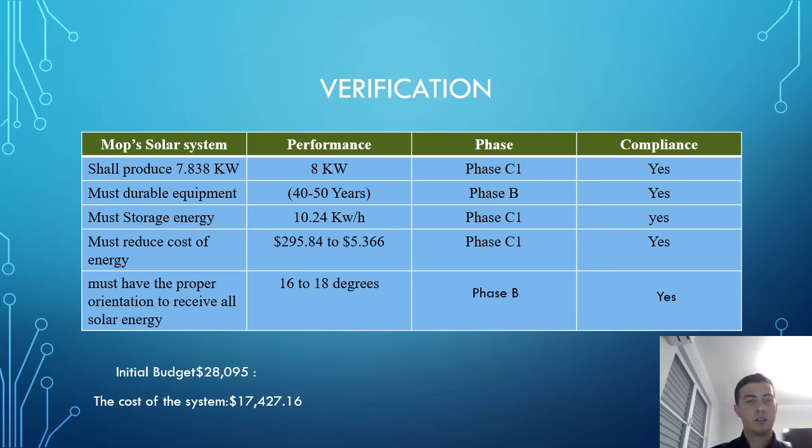The initial budget established is $28,000 versus the new cost of the system, $70,427.